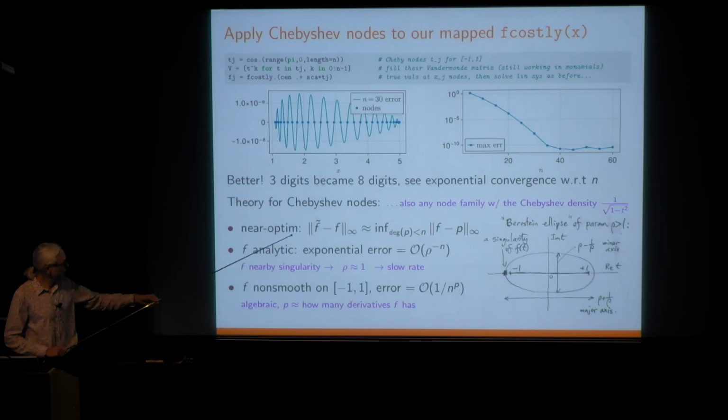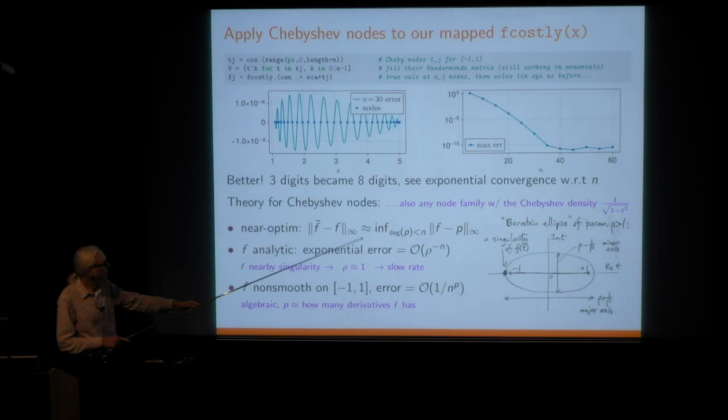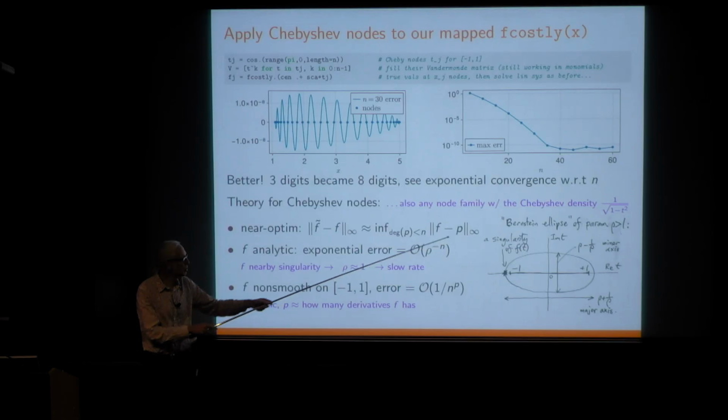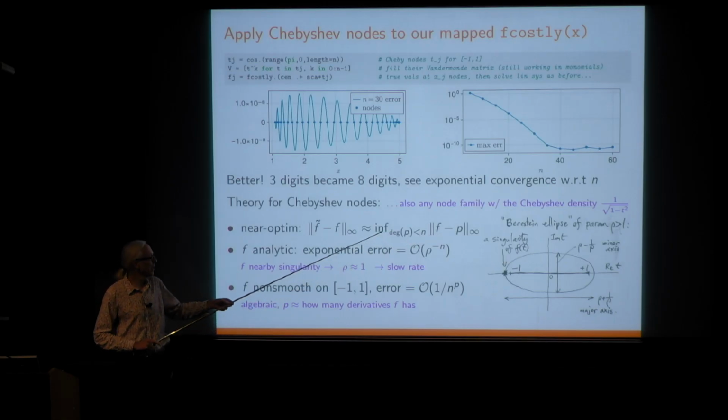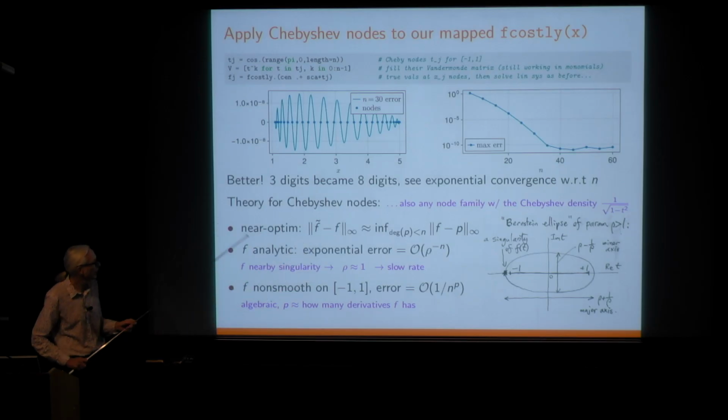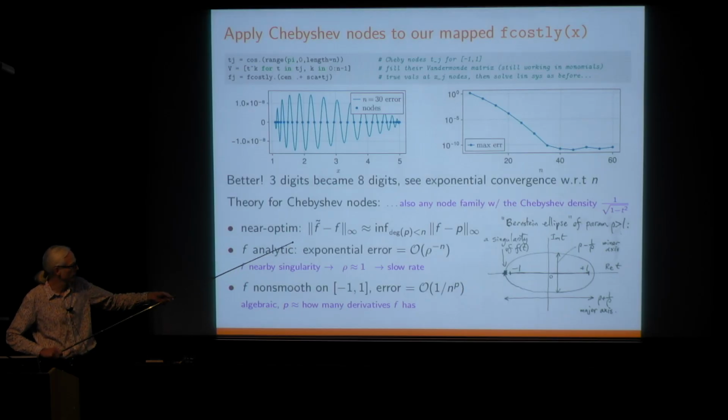The first result is that this is near optimal, meaning if p is any polynomial, not an interpolant, it doesn't match at nodes, just any polynomial, then the best you can do over the space of any polynomial of that degree is this. I've written it as an intimidating looking definition, but that's just the best you could ever do with a polynomial of that degree. And up to a small constant, you get that same error. So that's a nice property of Chebyshev nodes.